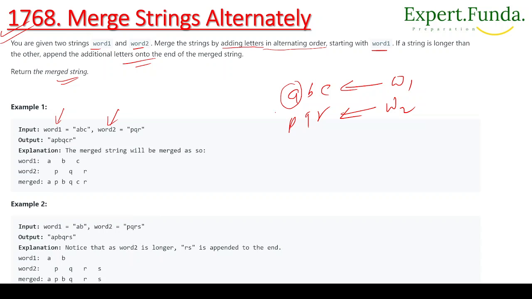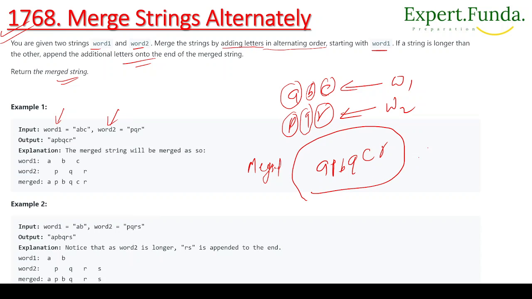We have to start with this one. So first we will take A from word1, because from word1 we have to start. After this we will use word2, that is our P. Now we will go back to word1 and get B here. Similarly, from here we get Q. Then we get C, and then we get R. So like this we make the merged string, and this is your answer.